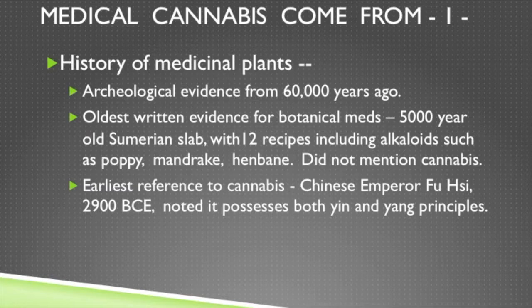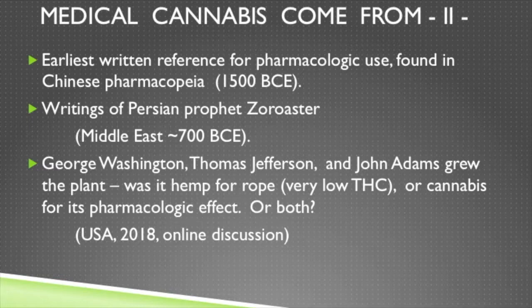It was on a 5,000-year-old slab from Sumeria that included 12 recipes for a variety of alkaloids. It doesn't mention cannabis, but it's within the same ballpark. The earliest reference that I've seen to cannabis was from a Chinese emperor, 2900 before the Common Era, which would be almost 5,000 years ago. And he noted it possessed both yin and yang principles. So you might want to take note of that, just in case those are important to you.